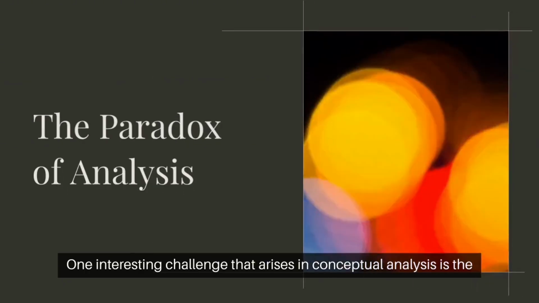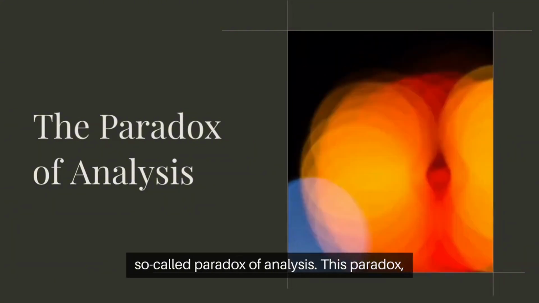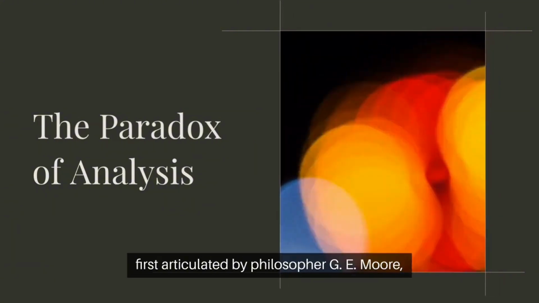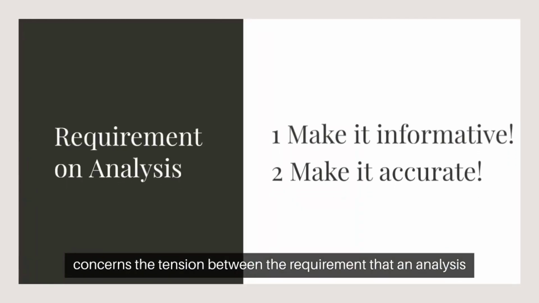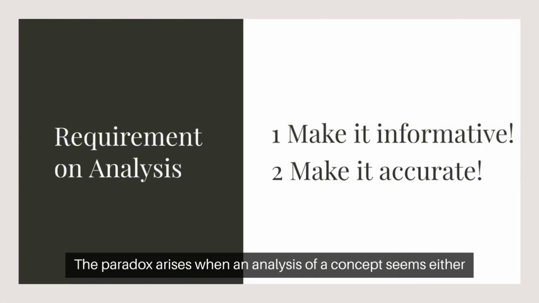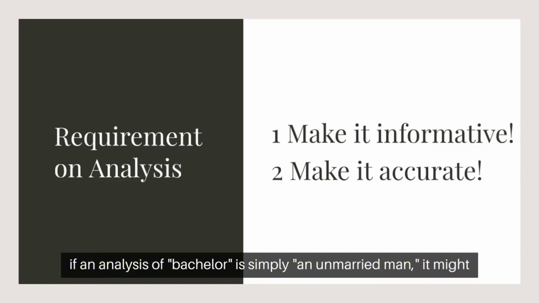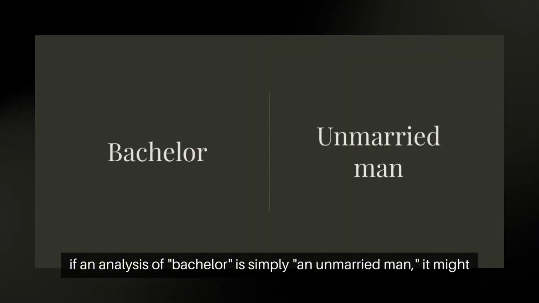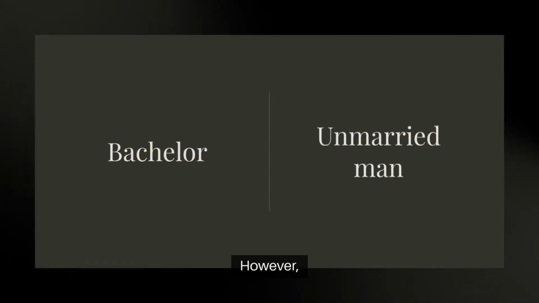One interesting challenge that arises in conceptual analysis is the so-called paradox of analysis. This paradox, first articulated by philosopher G.E. Moore, concerns the tension between the requirement that an analysis must be both informative and accurate. The paradox arises when an analysis of a concept seems either trivial or incorrect. For example, if an analysis of Bachelor is simply an unmarried man, it might seem trivial because we already understand that to be the case.